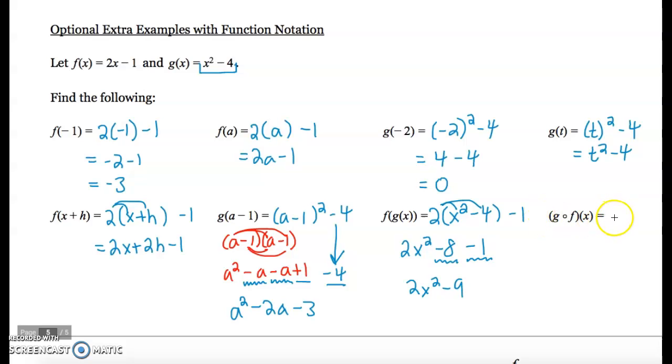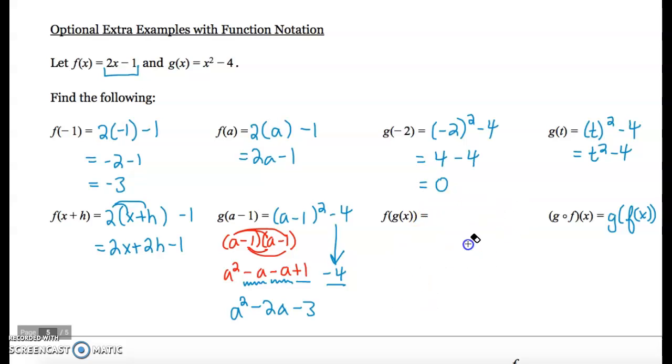It's got that little o in it. We like to write it instead like this, g of f of x, because that shows me exactly what I'm doing. What I'm going to do in this problem now is take this entire f of x function and plug it into g. So I'm going to give myself a little bit more room to write here first. Let me just erase what we did there. All right, and so I'm going to find it.